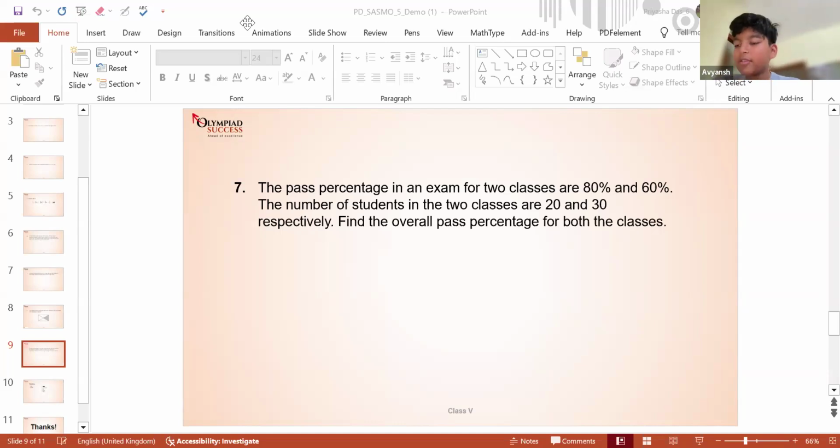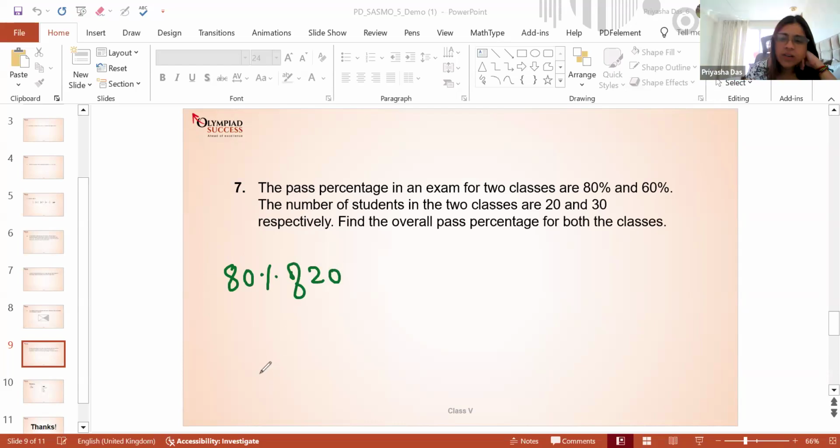Miss, when we learned percentage, we learned how to find it of a number, but this one I don't think we did. Okay, you give me a few hints, I'll do the work for you. What is the first thing which comes to your mind? So I thought, when it says find the overall pass percentage for the class, since the class that has 60% has 30 students, and the class that has 80% has 20 students, I thought 80% of 20 students passed and 60% of 30 students passed.